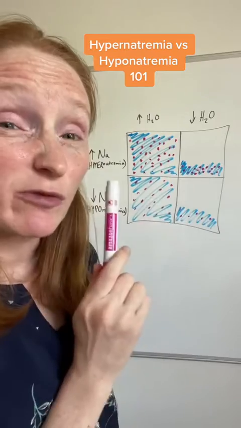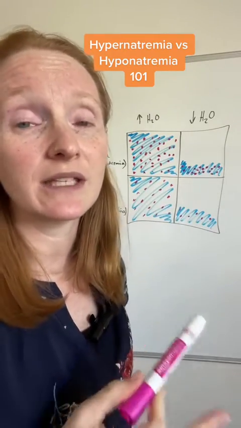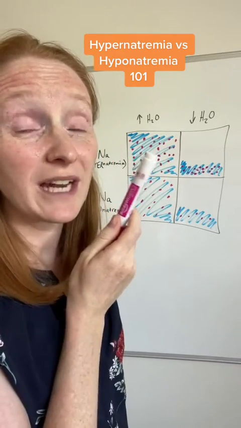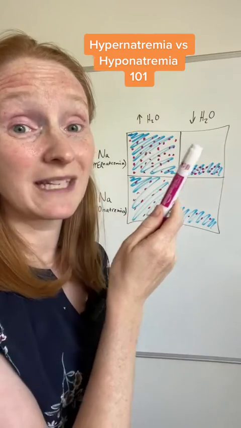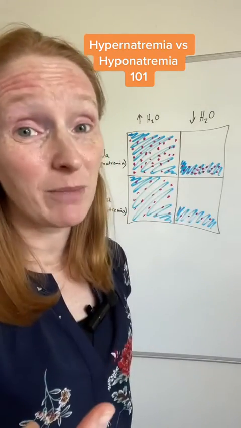And understanding that there's actually 4 different types of sodium imbalances will help you when you're trying to understand the different types of symptoms and even nursing care that you see. Because often you're going to want to treat hypernatremia with a lot of water differently from hypernatremia that has little water in the body. And ditto for hyponatremia.